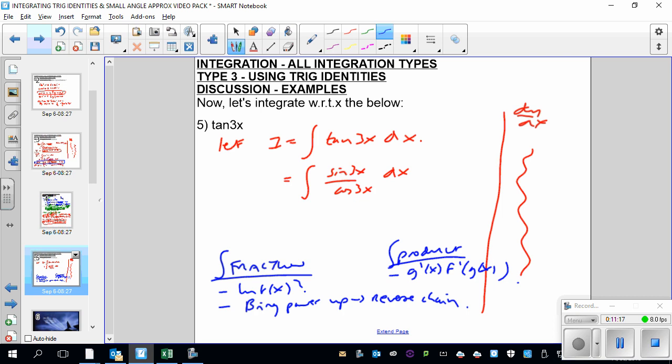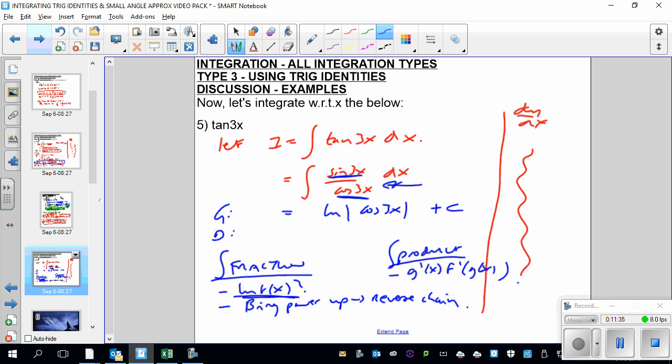So let's look at this. We've got a fraction. Is this learnable? I.e., is the top some multiple of the differential at the bottom? Yes. So we're straight in to guess. Ln mod, always mod, cos 3x plus c.